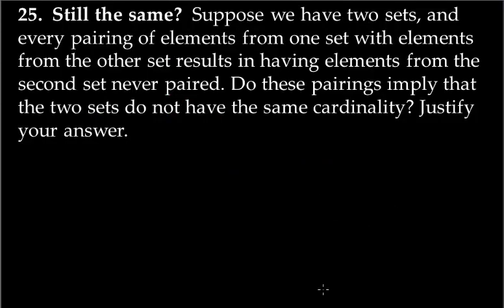Problem 25, the last one that I'll do in this video, sounds very much like 24, but if you read it carefully, you see it is not. Suppose we have two sets, and here's the word that's so different: every pairing of elements from one set with elements from the other set results in having elements from the second set never paired. Do these pairings imply that the two sets do not have the same cardinality? Yes, because if every pairing fails, that means that there does not exist a one-to-one correspondence.